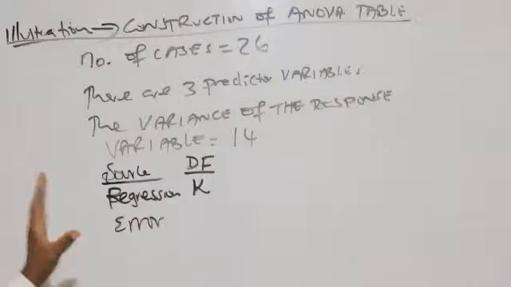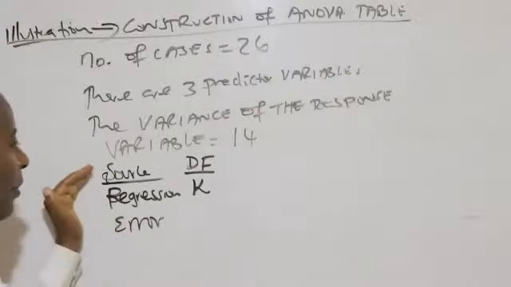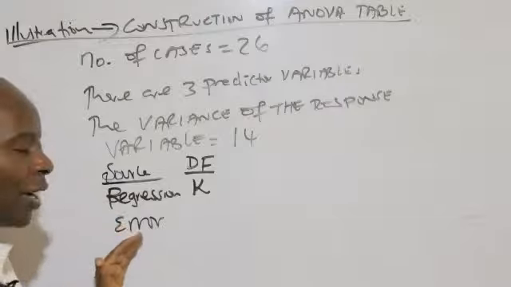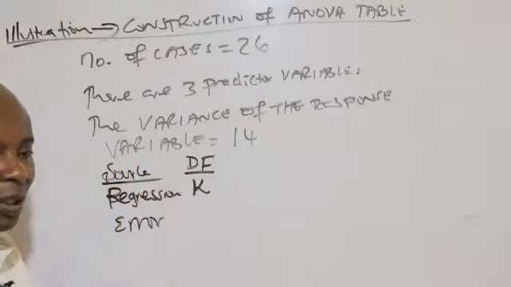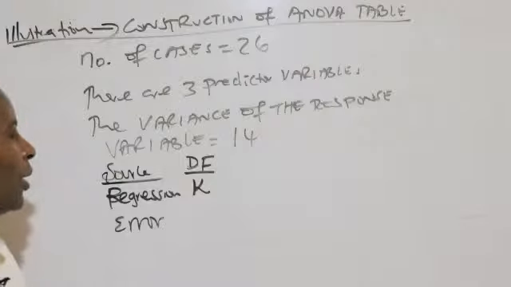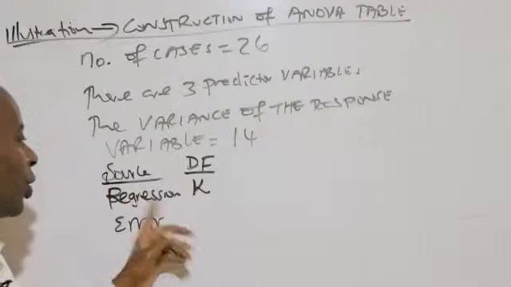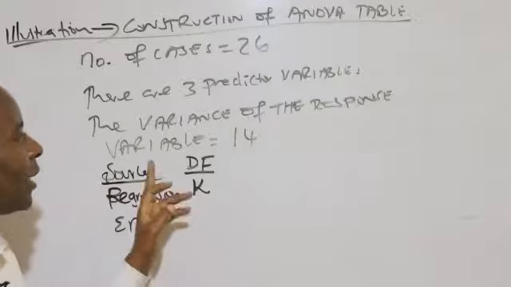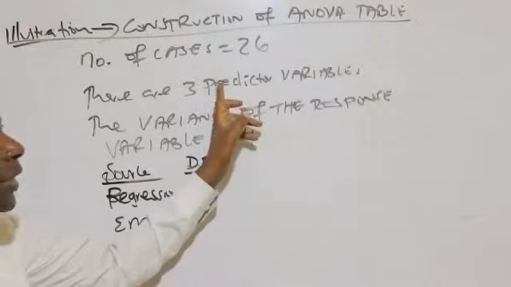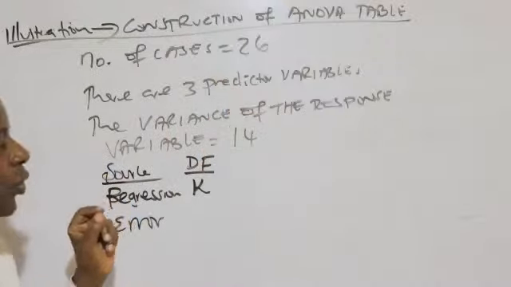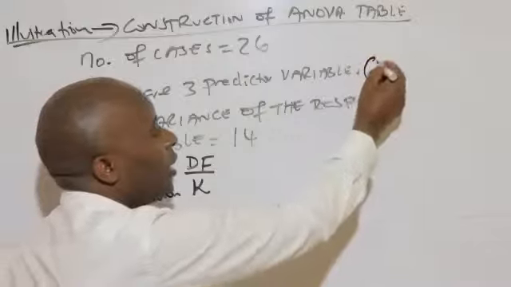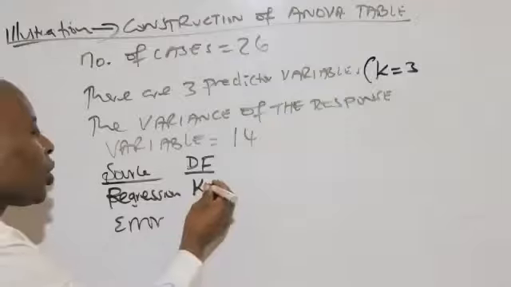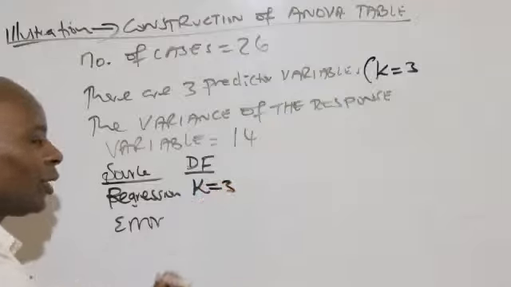So let's construct this together. The first thing we need to do is mention the sources. We have regression and error. Then we start with the column of degrees of freedom. Degrees of freedom for regression are always k, and k stands for the number of predictor variables. Here my k is equal to 3, meaning the regression degrees of freedom are 3.